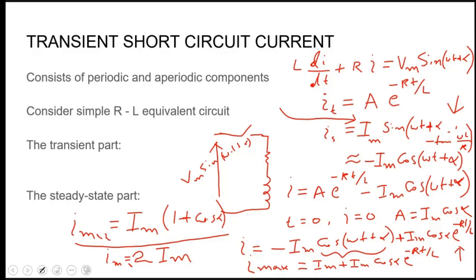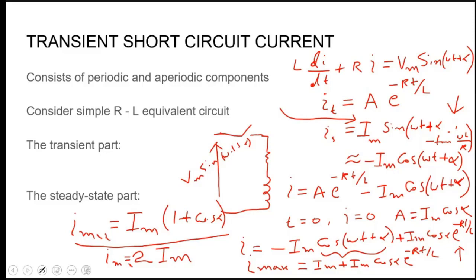If alpha is equal to pi by 2, what will happen? Imax becomes Im, so the maximum current is simply equal to Im. So there will be no transient in that case. The transient will be high when alpha equals 0. Now, how will the current be? It is roughly equal to 2 times Im, where Im is the steady state portion. But in practice, this factor 2 will not actually occur, but close to 2 it will happen.